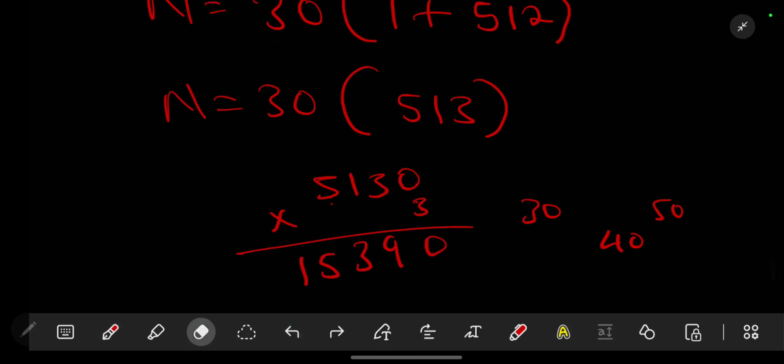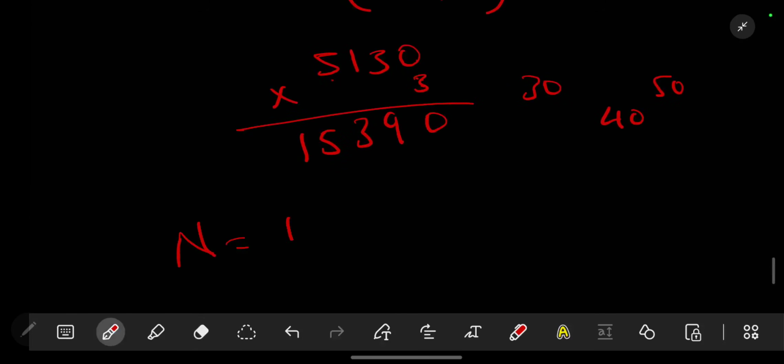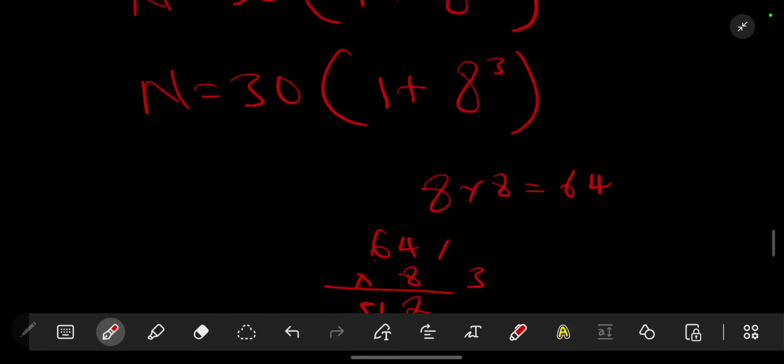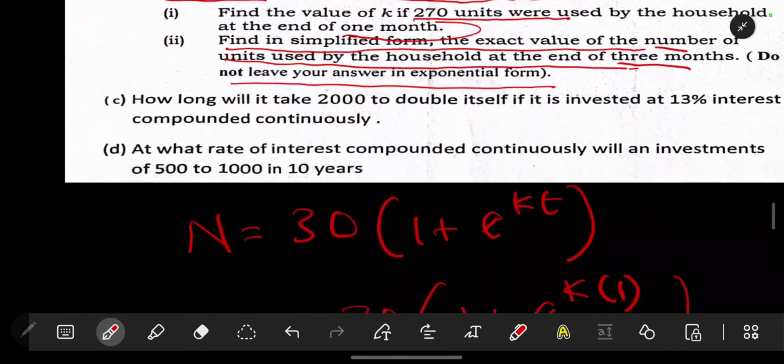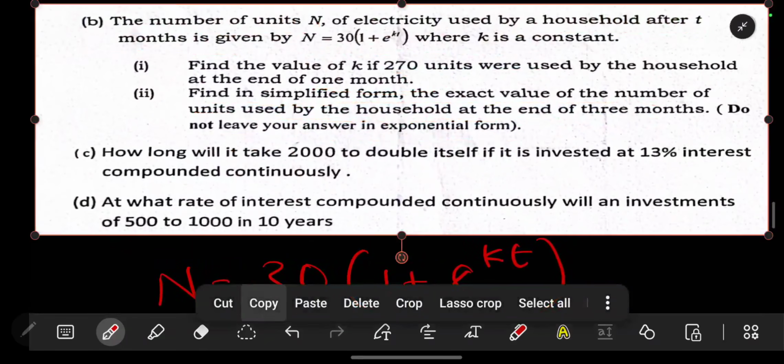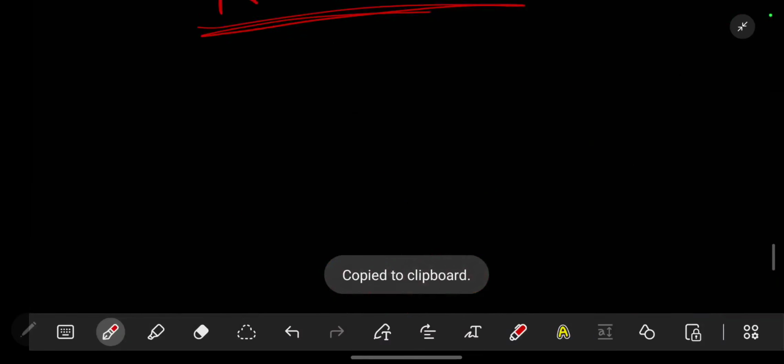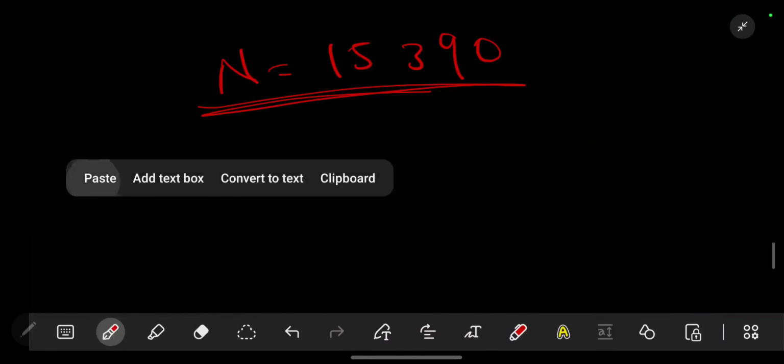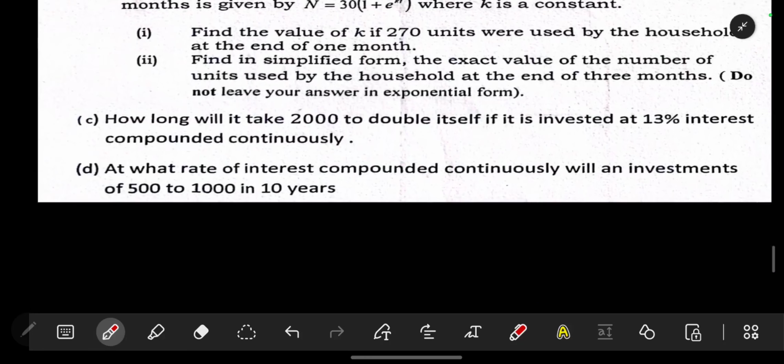So this is our value. So our n should be equal to 15,390, like that. So do we have any other problem here? So for our C, these are very examinable questions. It says, how long will it take 2,000 to double itself if it is invested at 13% interest, compounded continuously? So the key term is continuously.